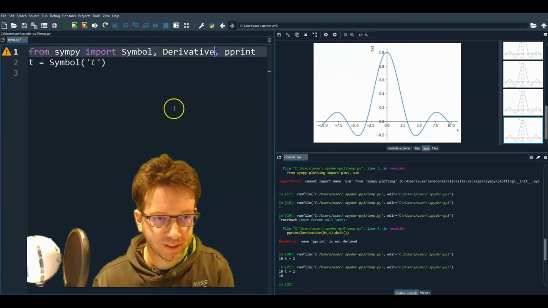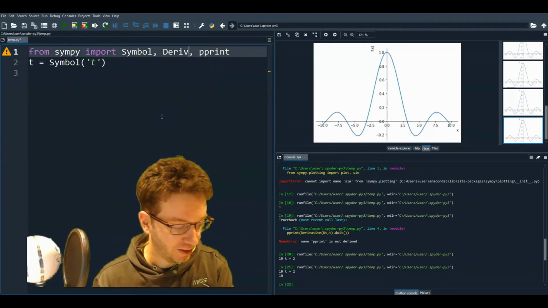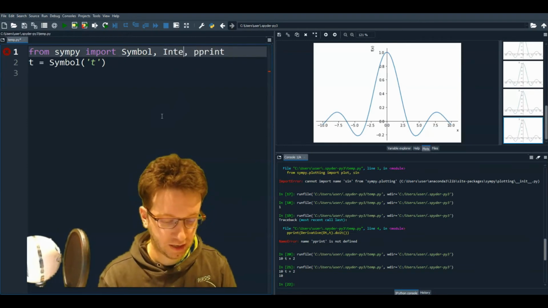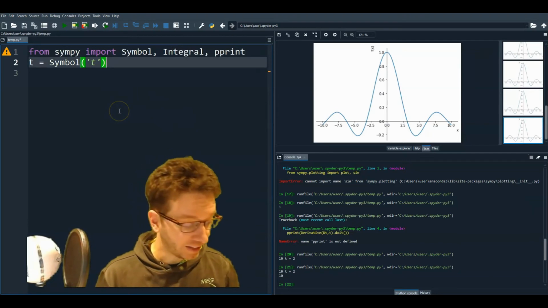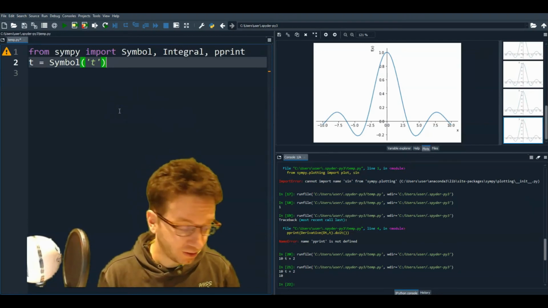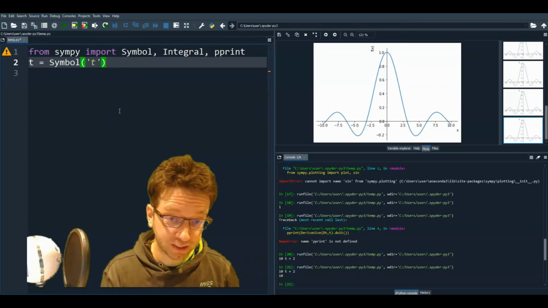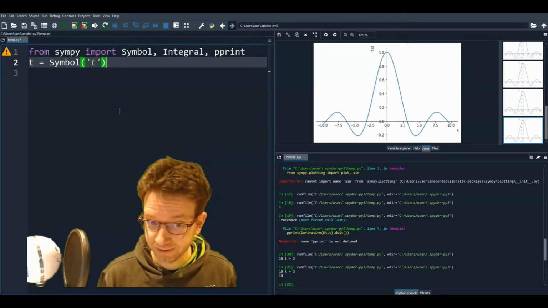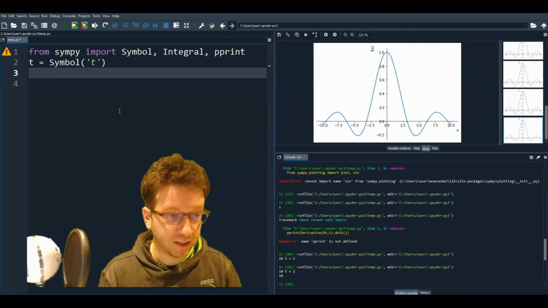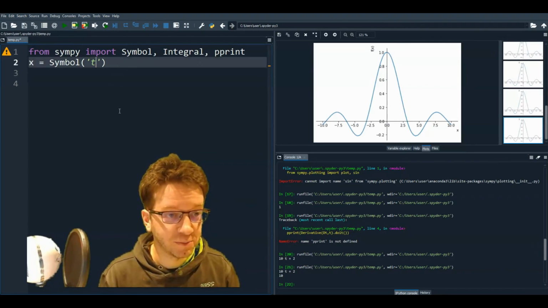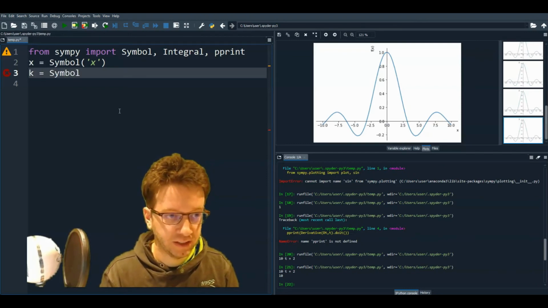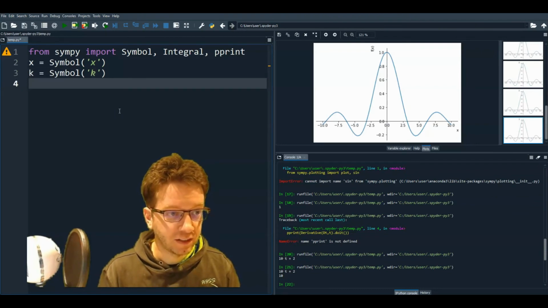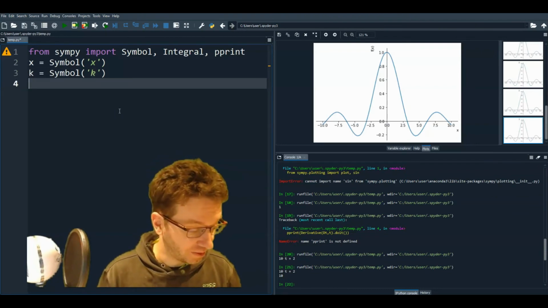I don't need the derivative function. I'm going to keep symbol and pretty print, but I am going to import the integral function with a capital I. And I can do, for example, Hooke's law. So Hooke's law, or the force, is k times x. So let me use the symbol x, and I'm also going to use the symbol k. So k equals symbol k. Now k is just a constant, but x isn't. x is a variable that can change.